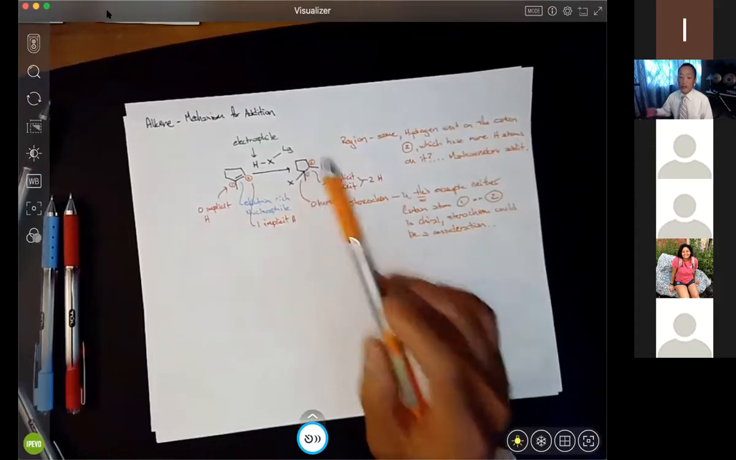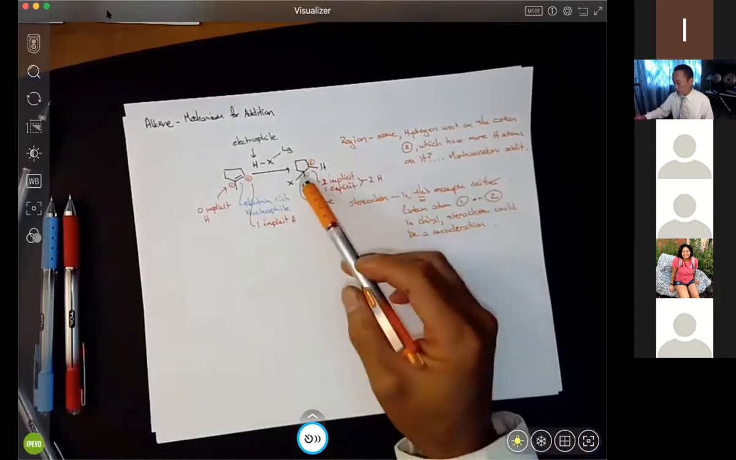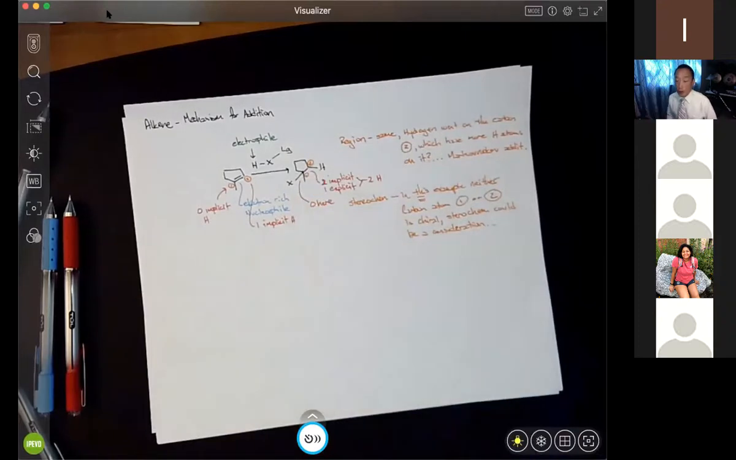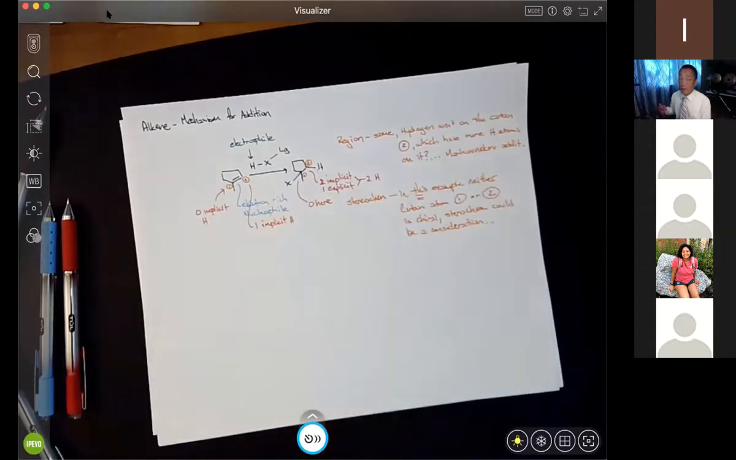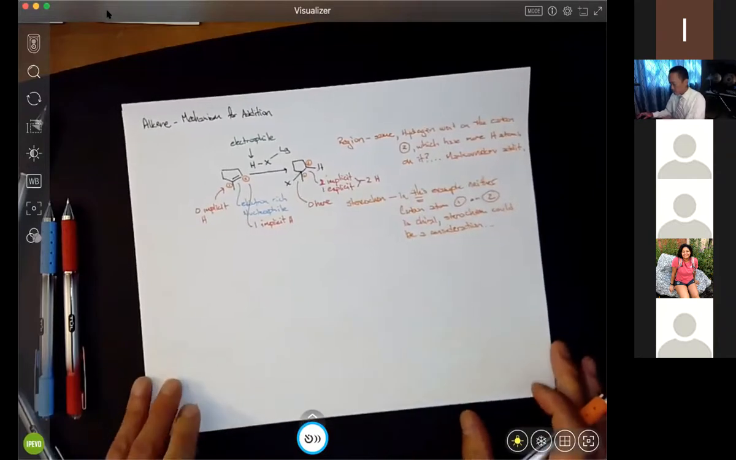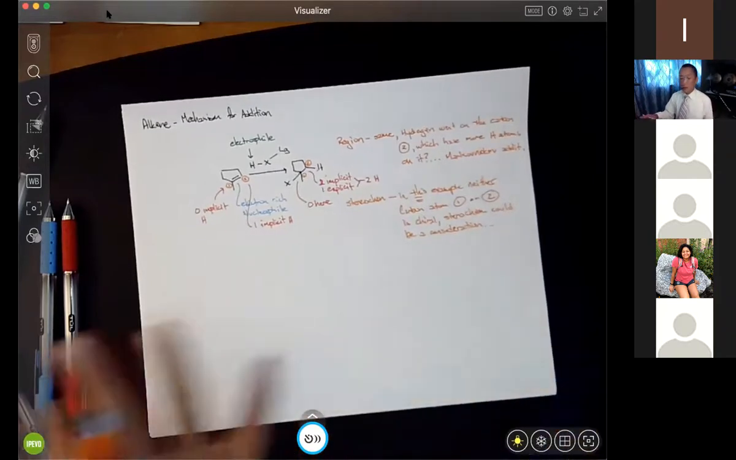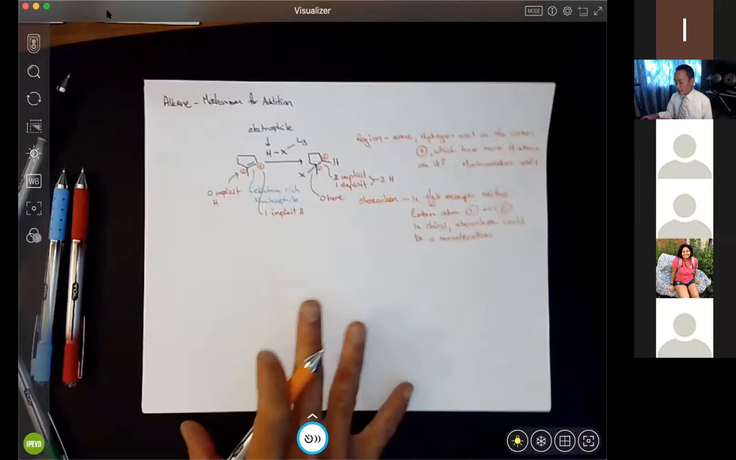Well, it turns out neither one of these carbons is chiral, and so we don't have to worry about stereochemistry. But if you did form a chiral center, yes, you would have to worry about it. And you'll see examples of that this evening. So again, this is how class is going to be.